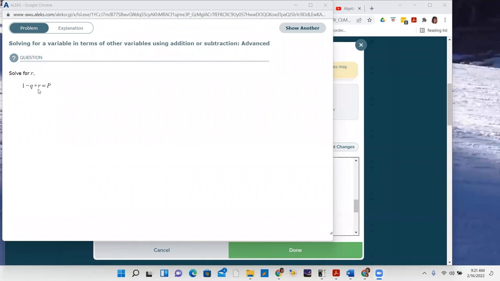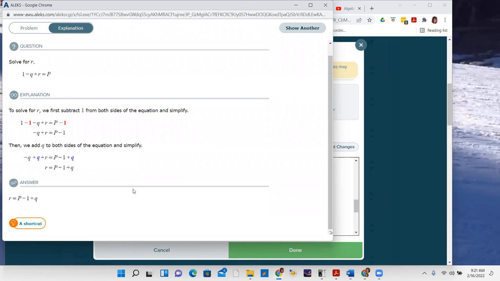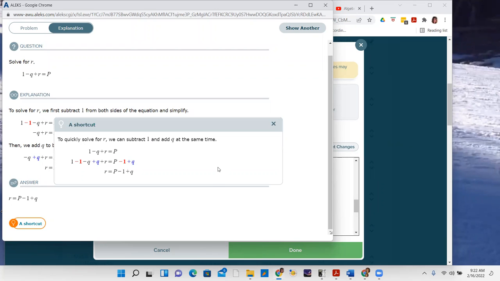Okay, so you want to get that r by itself. So you're going to subtract the 1 from both sides, or is that an l? Might be a one. Subtract one from both sides and add q to both sides. Yeah, I think that's the number one. And again, you could do them both at the same time.